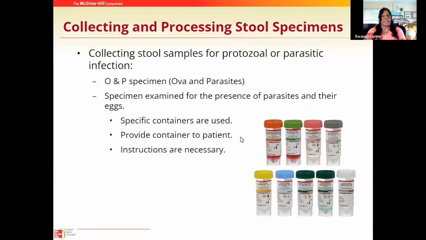Also, in collecting and processing stool specimens, there may be a need to do what's called an ova and parasite specimen collection. The ova and parasite specimen collection comes with its share of instructions as well. Along with those instructions, there are specific containers that are used, and notice they come in different colors here. You're going to give the container to the patient along with the necessary instructions, and they can follow through using the very similar instructions as the fecal occult blood test in obtaining their specimen.